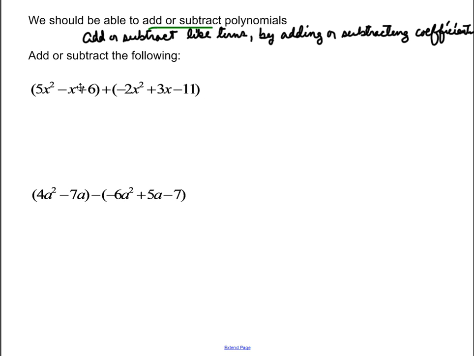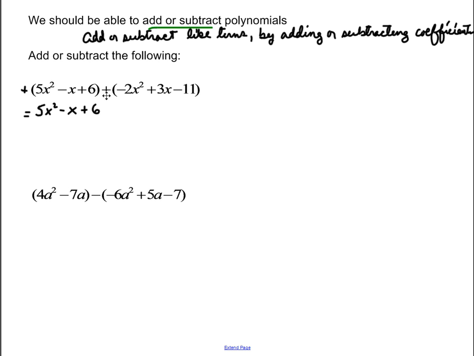Well, let's take a look at this first one right here. We've got 5x squared minus x plus 6 added to negative 2x squared plus 3x minus 11. I always add in a few extra steps when I start illustrating this. And the very first thing we would do is drop these parentheses when and where possible. So we're going to drop our parentheses, get 5x squared minus x plus 6.